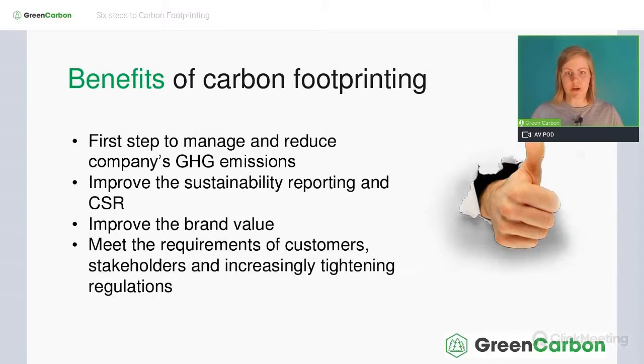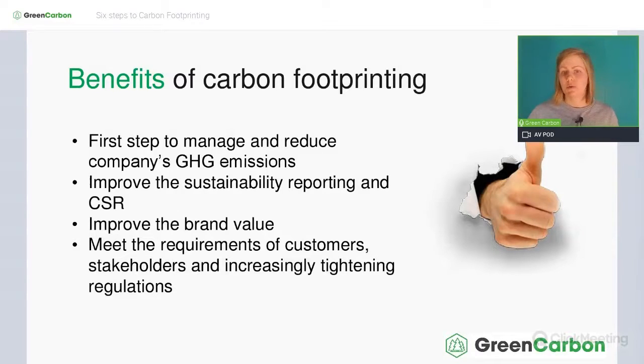In the end of my presentation, I want to highlight why you should do the carbon footprinting. This is the first step to manage and reduce the greenhouse gas emissions, because then you know what kind of emission reduction plan and what kind of actions I should concentrate on. It's also a part of corporate social responsibility, and it improves the sustainability reporting. It also improves your brand value when you tell openly, okay, this is my carbon footprint, and those are the actions that we are taking to reduce it.